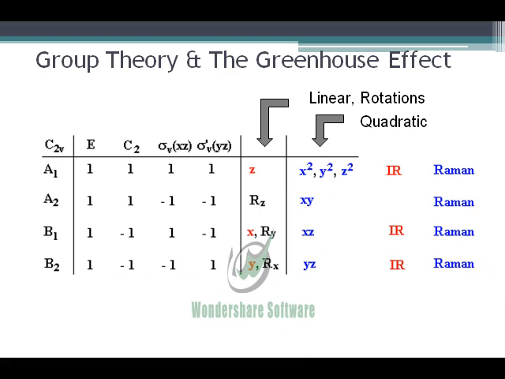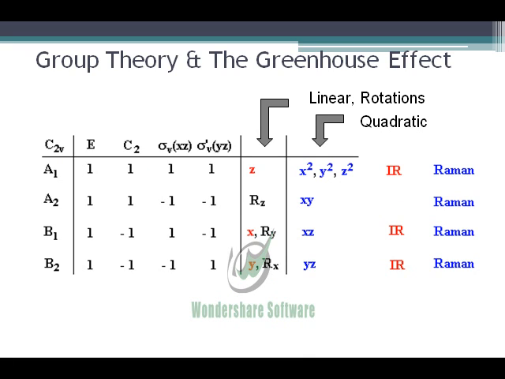Group theory and the greenhouse effect. Group theory is used to illustrate how the symmetry of a molecule is related to its physical properties. Group theory is centered about a set of numbers associated with the symmetry of a molecule. This is called a point group. We know that water belongs to the C2V point group.